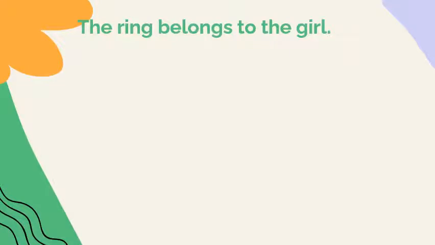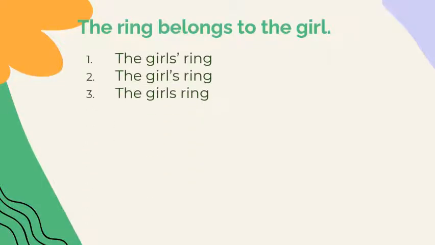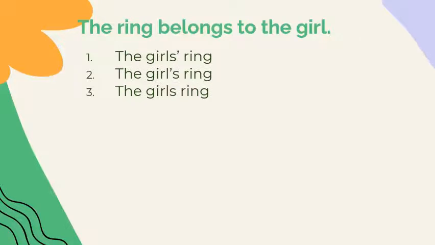The ring belongs to the girl. So the girl is the owner. So how should we show possession here? Do we say the girl's ring with S then apostrophe, the girl's ring apostrophe then S, or the girl's ring without an apostrophe? Since girl here is singular, the rule says that when we have a singular noun, we must add apostrophe then S. So it's number 2.